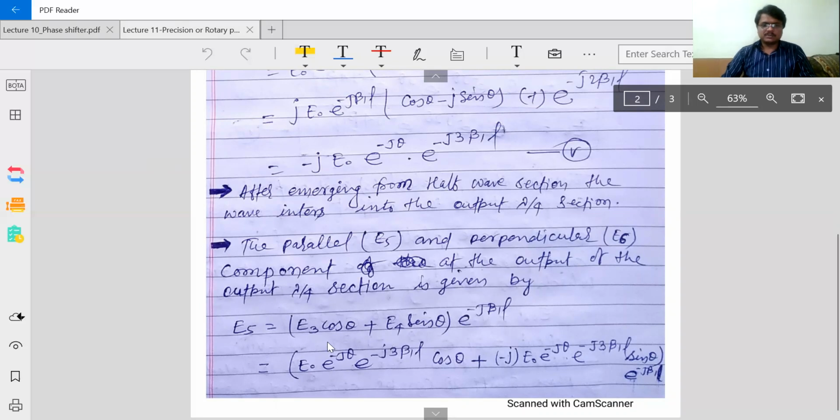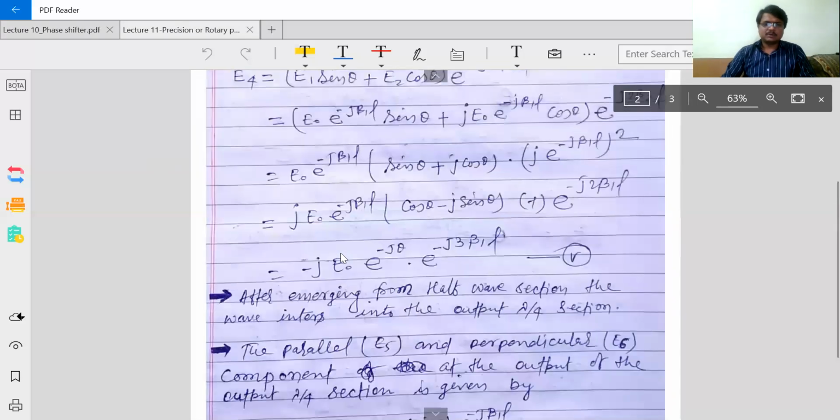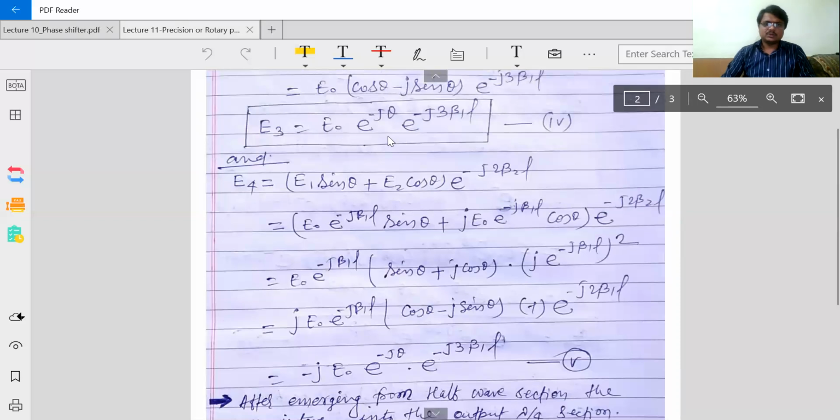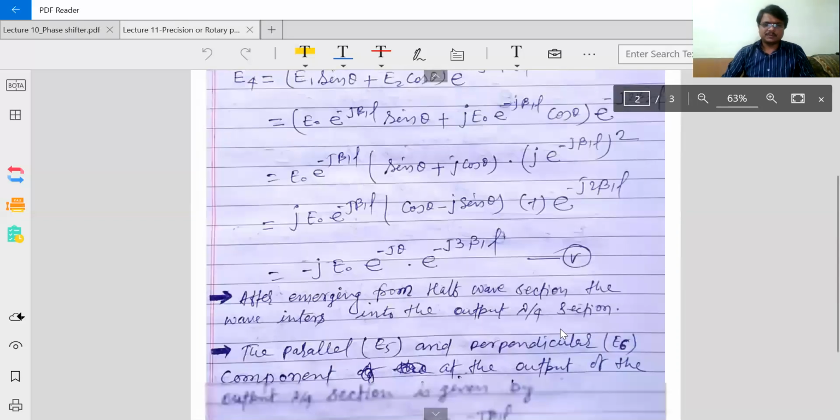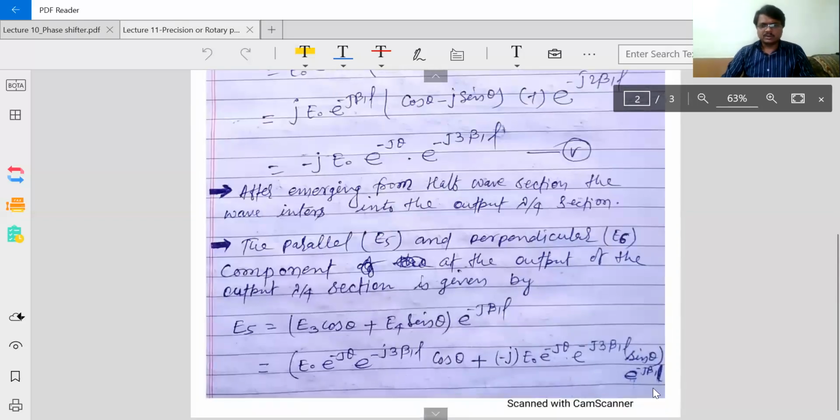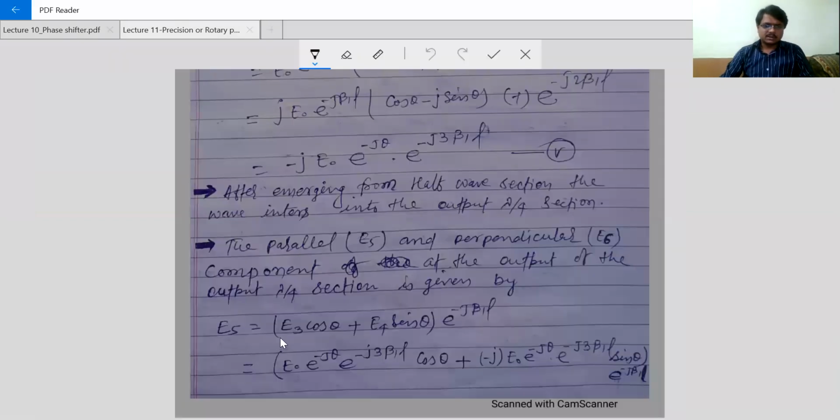So what is the value of E3? The value of E3 is this one, E naught e to the power minus j theta. We will put E3 from equation 4 and E4 from equation 5 in this equation, since this component is at the input of the output plane.